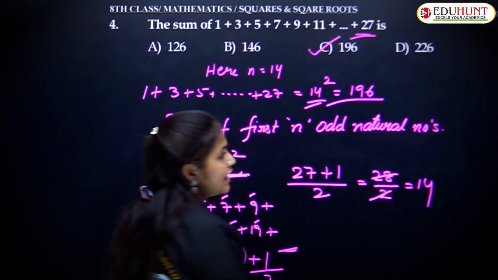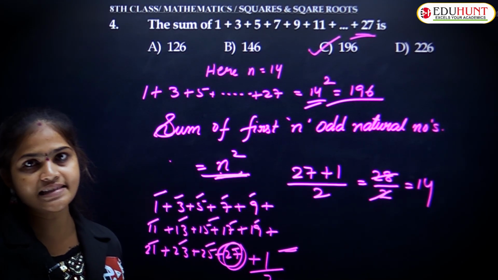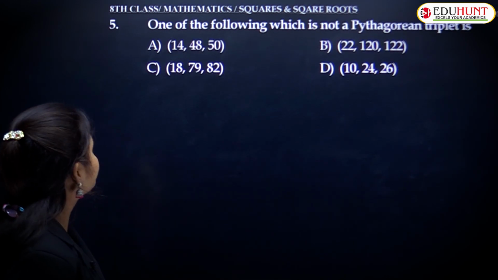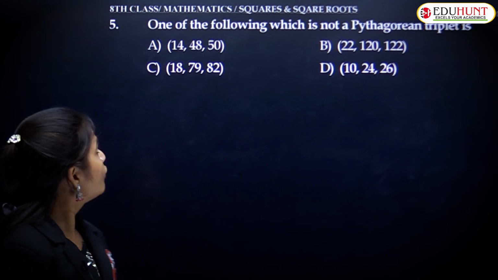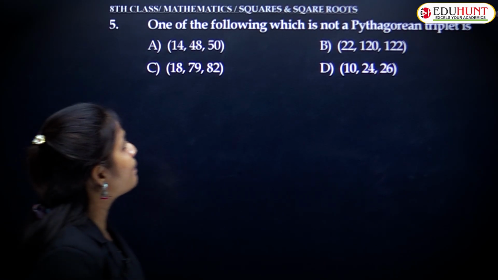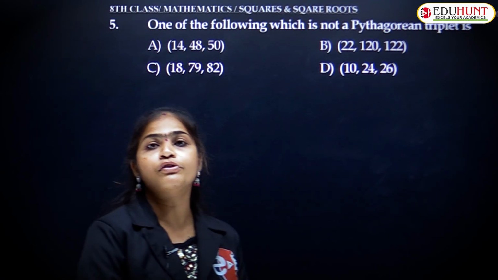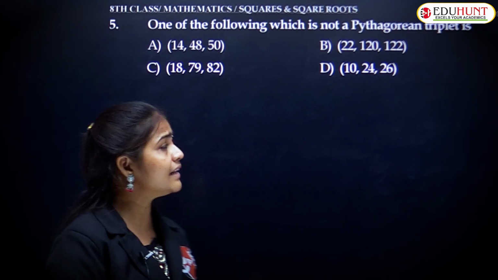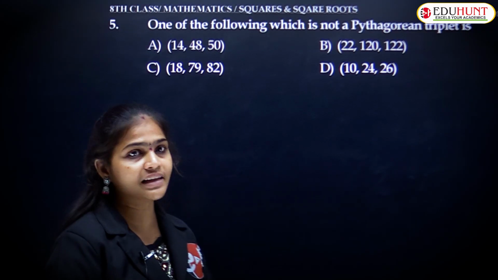So which option is correct here? Yes, option C is correct. Clear? Yes. So question number 5. What is question number 5? Which one of the following is not a Pythagorean triplet? So we know that Pythagorean triplets, right? But here which one is not satisfying that condition?